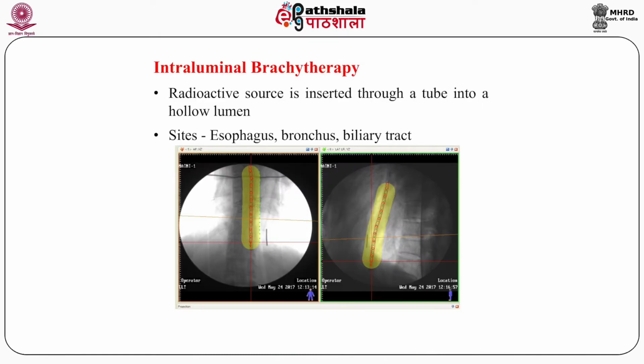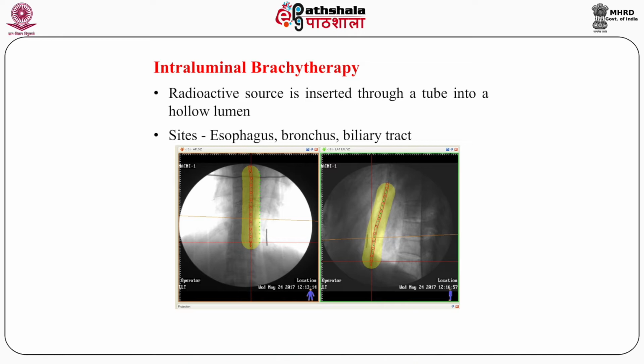Now, one of the types of brachytherapy is intraluminal. We can see the images here. This is a case of CA esophagus, and we have inserted the applicator inside, and source is placed at different positions. This case is treated with the help of a high dose rate brachytherapy machine, where the source used is cobalt 60. The source is only one, and at different places it will stop and deliver the dose.